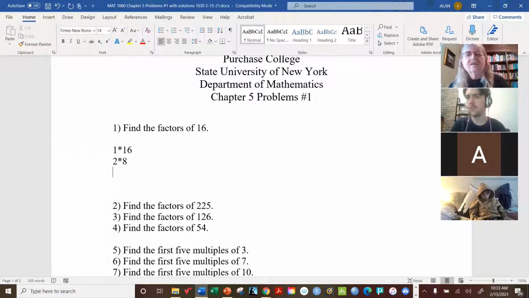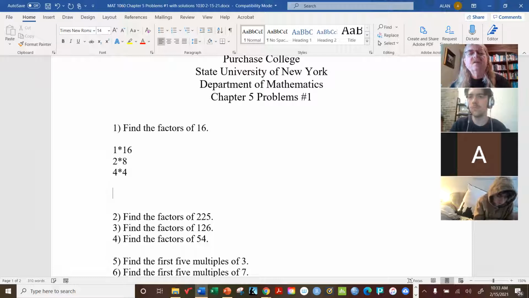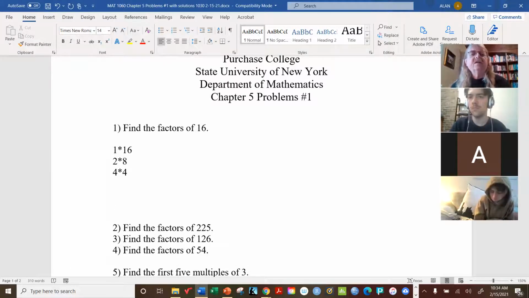3 doesn't look promising, does it? But 4 times 4 works. And now, once we get to this point, we actually can stop right there, because even if we found another one, for example, if I kept looking through all the natural numbers for the next factor, the next one would be 8. And there's no point in writing 8 times 2, because I've already got 2 times 8. So that means we can stop right here, and we conclude that 1, 2, 4, 8, and 16 are the only factors of 16.